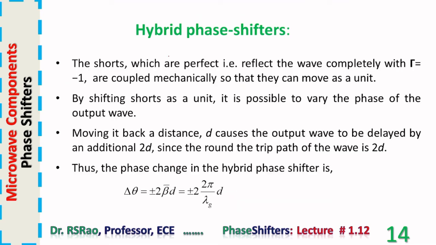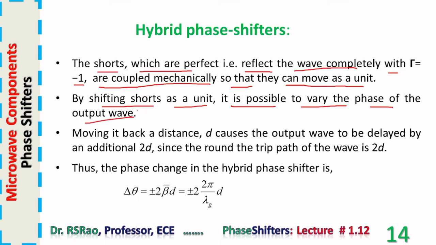Some points regarding the functioning of hybrid phase shifters. The shots which are perfect reflect the wave completely with gamma, that is the reflection coefficient, equal to -1. These shots are coupled mechanically so that they move as a unit. By shifting the shots as a unit, it is possible to vary the phase of the output wave. Moving it back a distance d causes the output wave to be delayed by an additional 2d, since the round trip path of the wave is 2d.